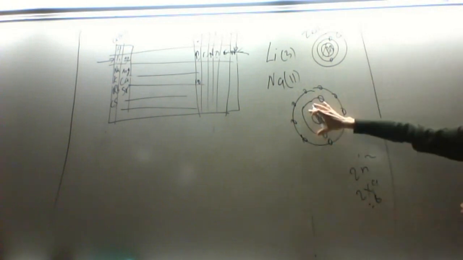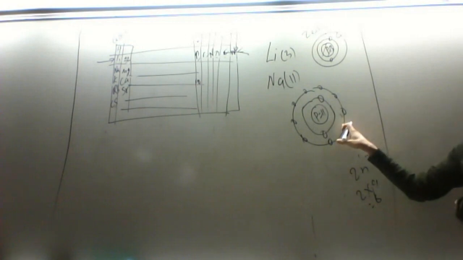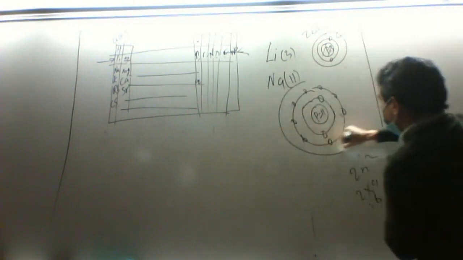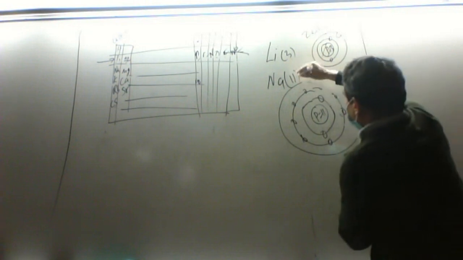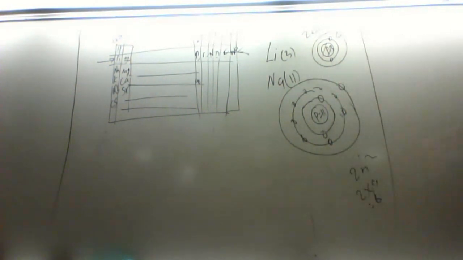So I already put 2 here. Now I put 8 here. So 8 and 2 becomes 10, right? Now I still have one more electron, right? That electron I cannot put here. We cannot put more than 8 electrons in the second orbit. Now I'm going to put another orbit here and put that electron, 1, right? So something like this.